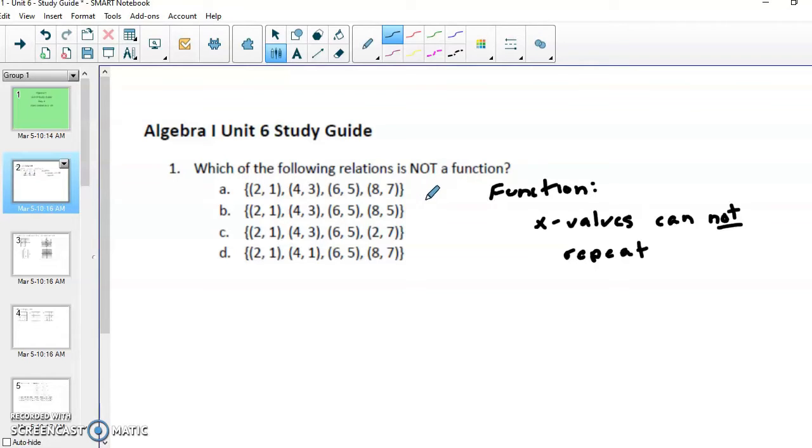Oh, which is the only one where we're looking for not a function. So which is the only one that has x values that do repeat? So just look at the x's. 2, 4, 6, 8. We're good. 2, 4, 6, 2. That's the problem. So choice E is not a function.